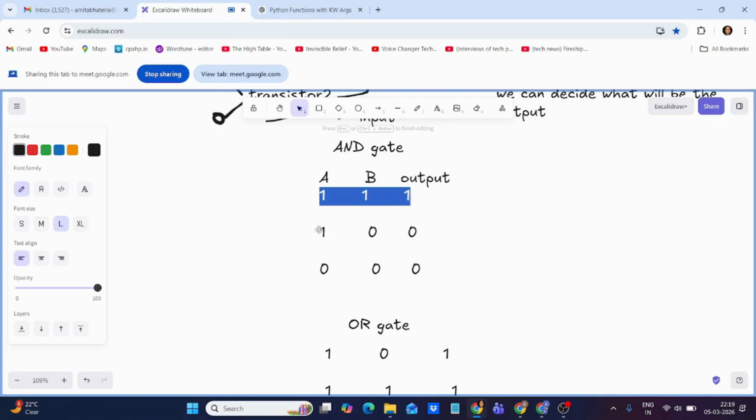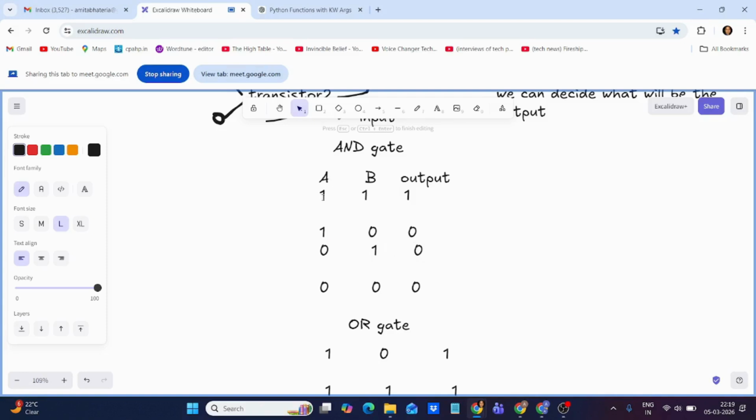If only one input is true, right? For example, the input from A is true and the input from B is false, then the output will be false, right? And the same happens if A is 0 and B is 1. Then the output will be what? Zero, right? Because it is an AND gate, the output will be 0.